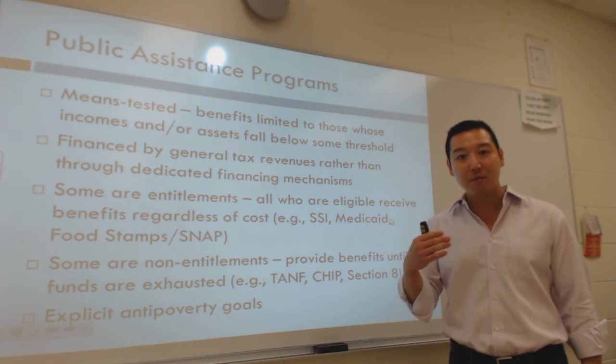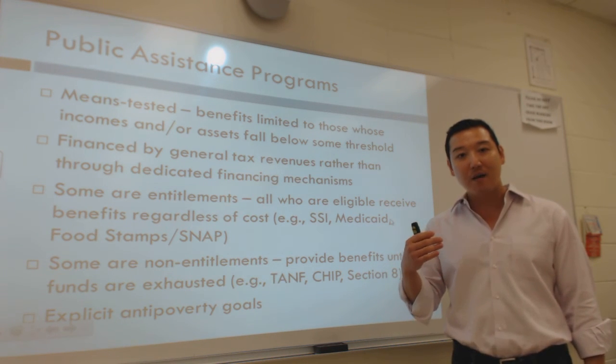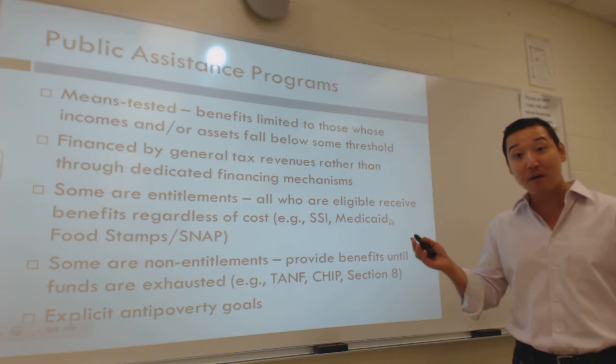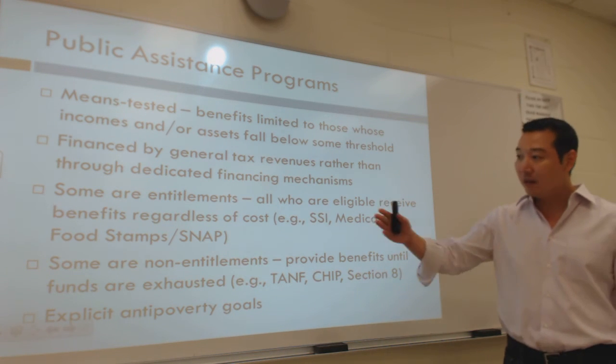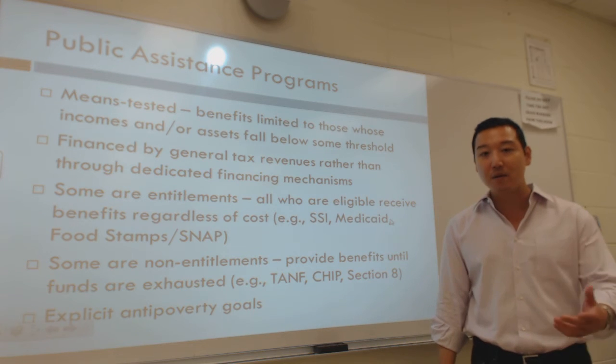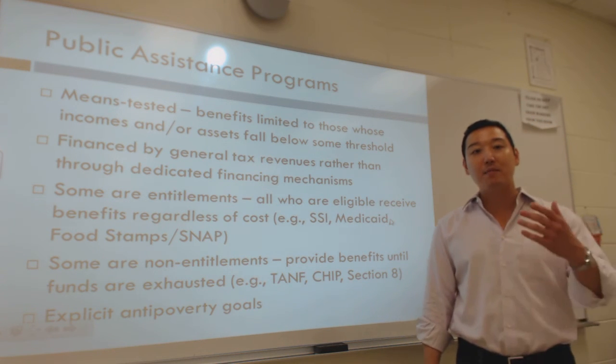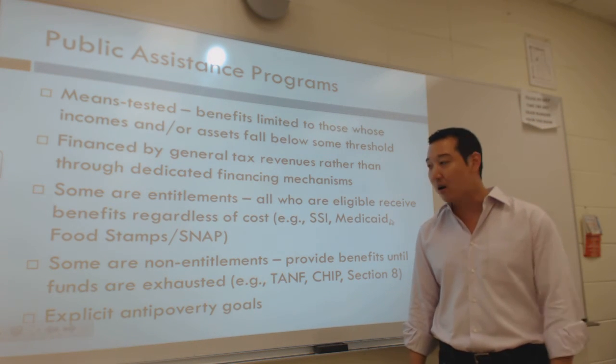Medicaid, if you're found to be eligible for public health insurance under Medicaid, they must provide you with coverage. And same thing with food stamps. If you're found to be eligible, the government must provide you with your link card.